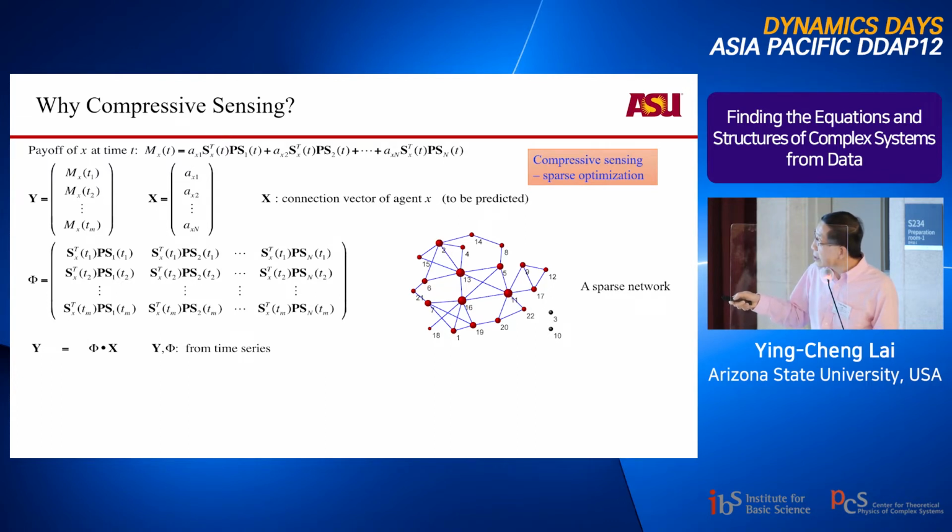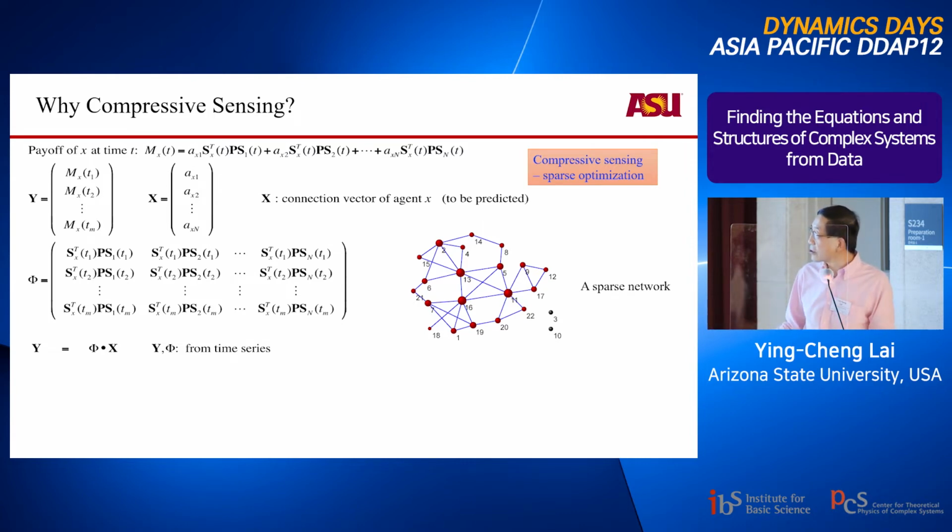Now this quantity here, the strategy profile, can be calculated from data. So we organize all the data at different times t. The first row corresponds to time t1, the second to t2, and so on, and we organize this into a matrix. Then you see all those linear equations can be written in this fashion: y is something we know from data, and phi is also a matrix we know from data, and x is something we need to figure out.